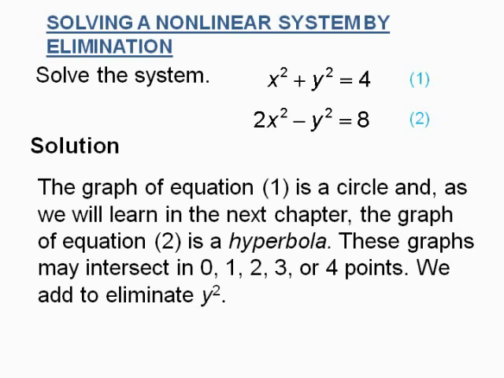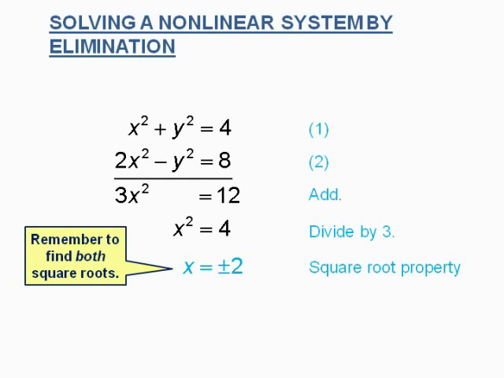All right, now let's try one other one. We can also use elimination on these. The graph of equation 1 is a circle, and down the line, if you go to higher level math, the second one is what's called a hyperbola. The graphs of these may intersect in 0, 1, 2, 3, or 4 points. The best thing here is to eliminate the y squared. Elimination is good here: you can just add those two equations together and you can see those y squared terms going out.